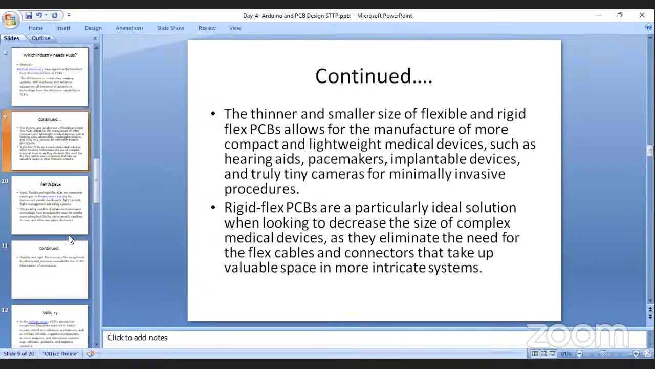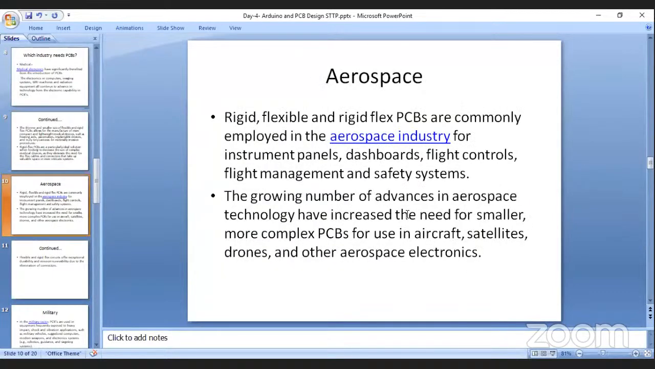Going ahead, the most popular industry that everybody likes is the aerospace industry. Lighter weight is given the first preference, right? Lighter weight is the most essential part of this particular industry. Whatever parts are utilized in this industry are designed with the consideration of light weight and low space occupation, right? So rigid, flexible, and rigid-flex PCBs are commonly employed in the aerospace industry. Instrument panels, dashboards, flight mode controls, flight management systems, and safety systems are designed using these PCBs. The growing advances in aerospace technology have increased the need for smaller and more complex PCBs for use in aircraft, satellites, drones, and other aerospace electronics.